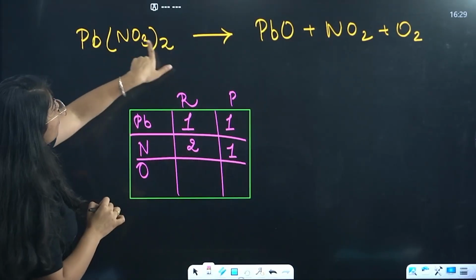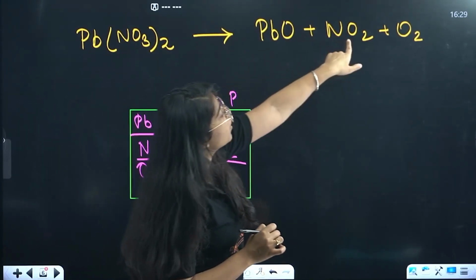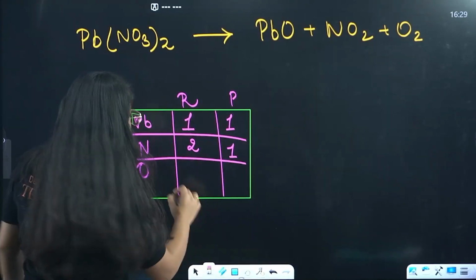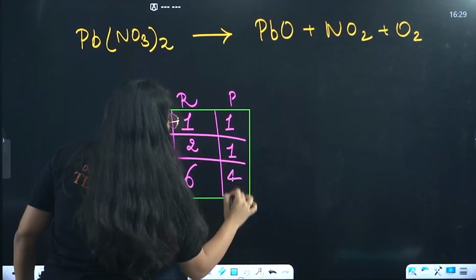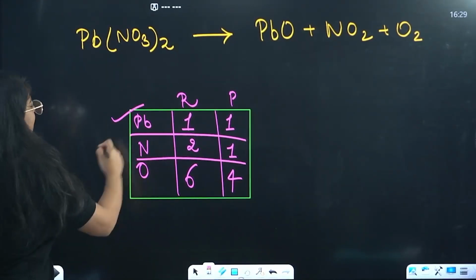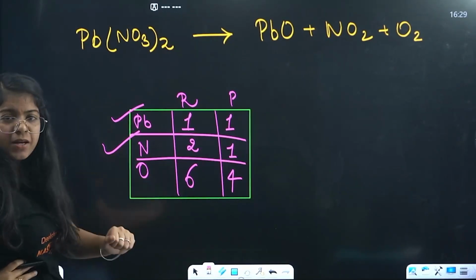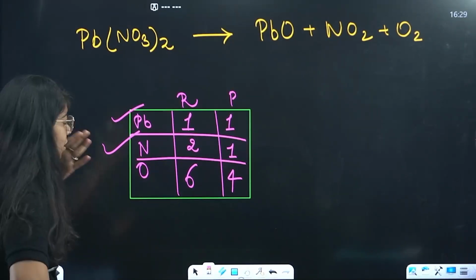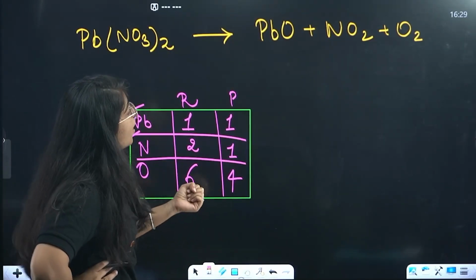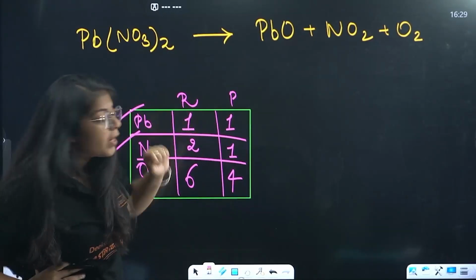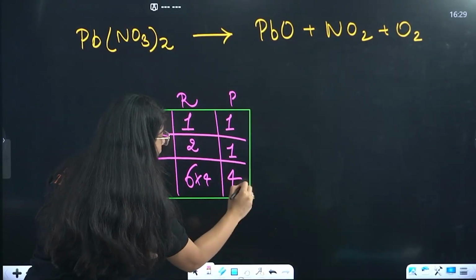The oxygen is 3 into 2, 6. On the product side, oxygen is 2 plus 2, 4. So it is 6 here and 4 here. Lead is already balanced, nitrogen is already balanced. Let's balance oxygen. Here there are 2 O2. We don't have to multiply this with 4 and this with 6.